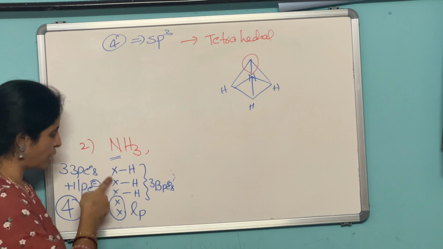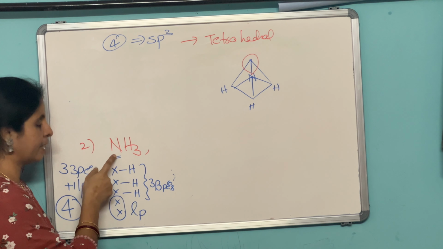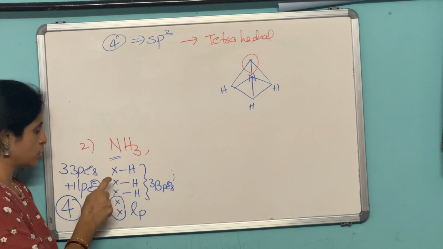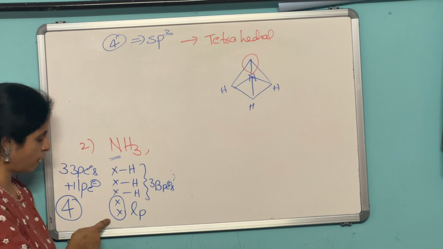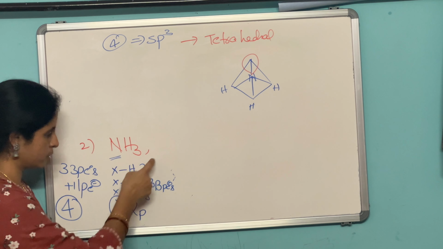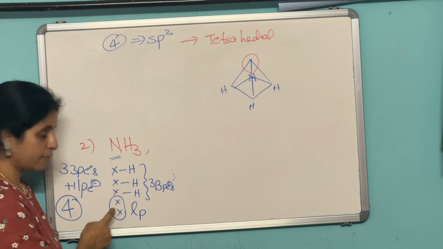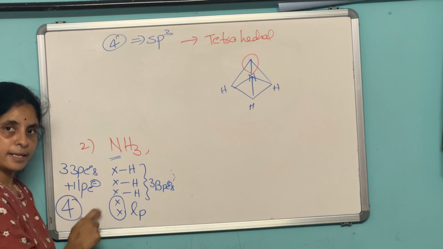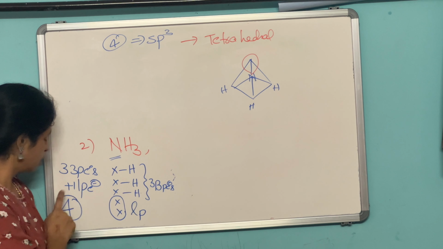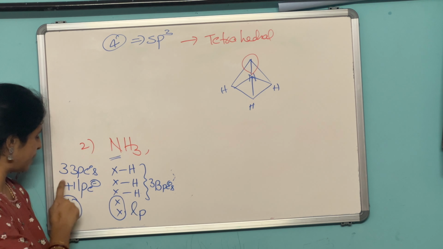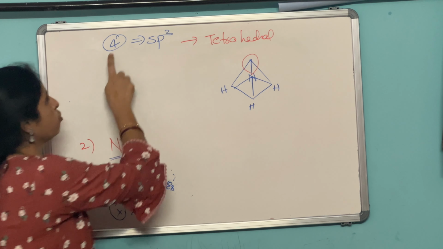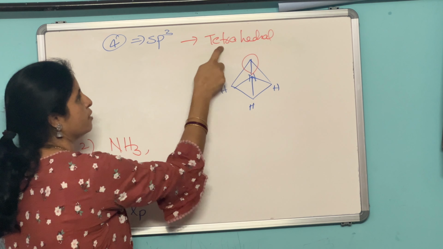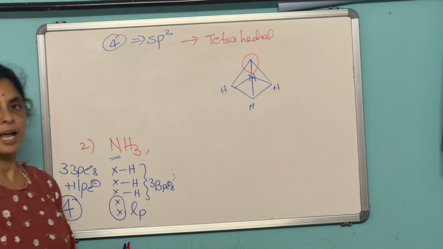For NH3, first you identify which group the central atom belongs to. Here it is the 5th group, so 5 cross marks, 3 hydrogens, so 3 bond pairs. The remaining 2 electrons reside as a lone pair. So altogether 3 bond pairs of electrons plus 1 lone pair of electrons, 4 means sp3 hybridization with tetrahedral geometry.